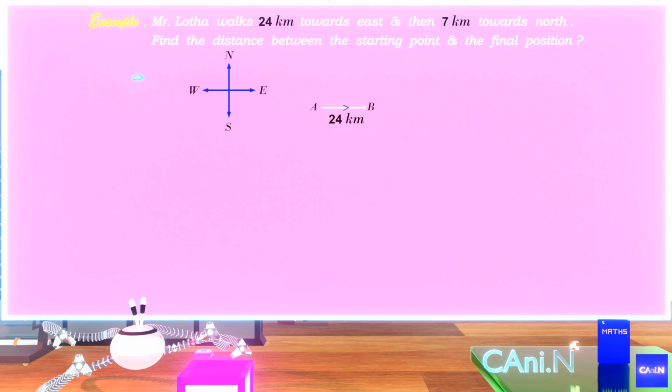Now, from point B, Mr. Lotha walks 7 kilometers towards north. Let's call this position point C, which is the final position. We have to find the distance between the starting point and the final position, that is, AC.